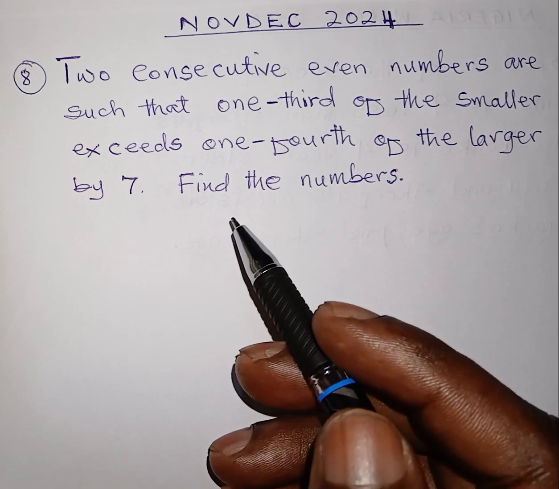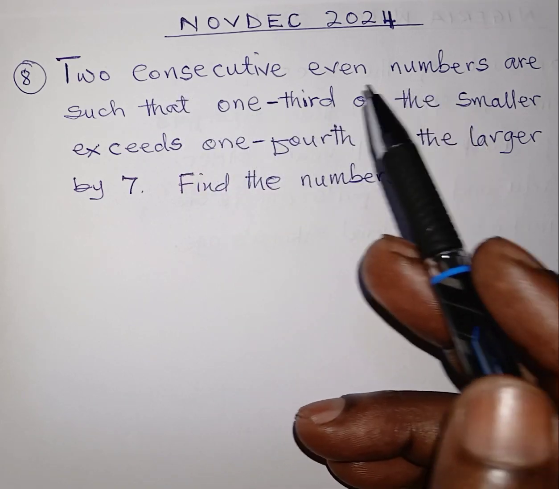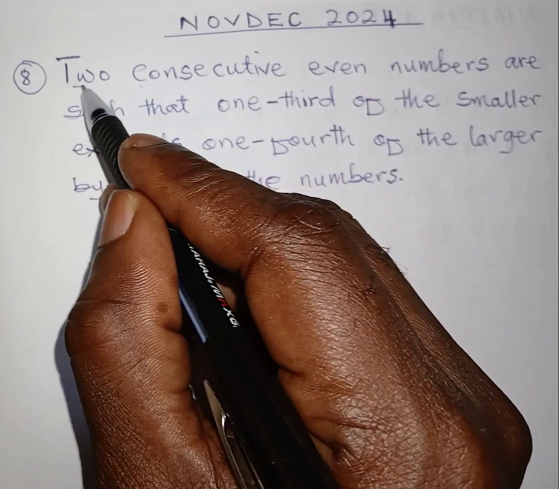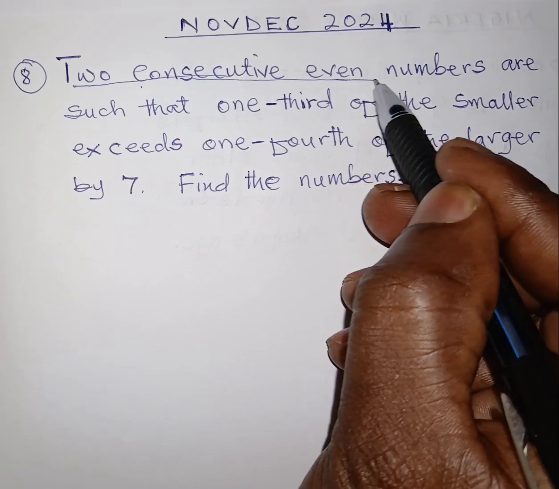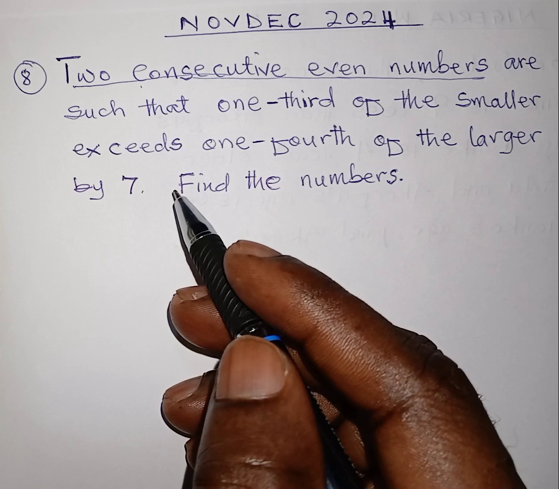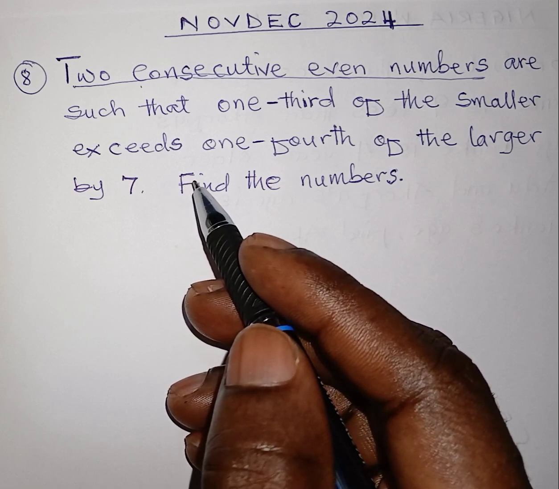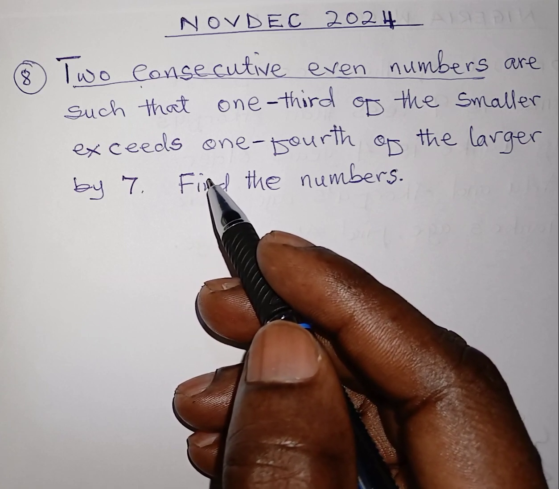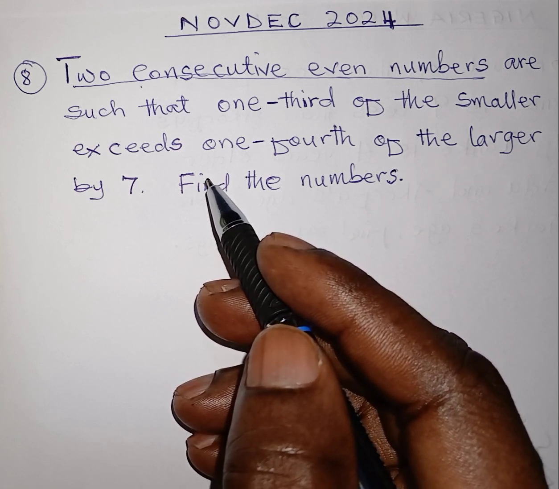So first of all, the underlined words are: consecutive even numbers. Yes, we are saying two consecutive even numbers. First of all, we need to know what even numbers are. This is just basic, those that we studied in junior high school. Even in basic school, we learned what even numbers are.